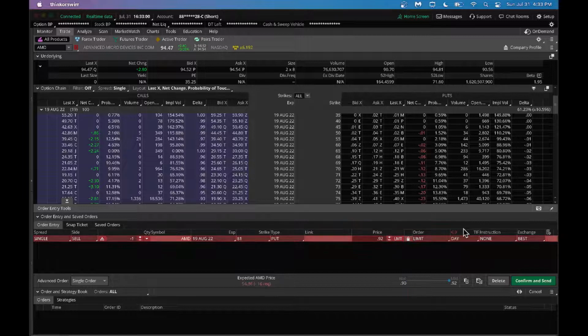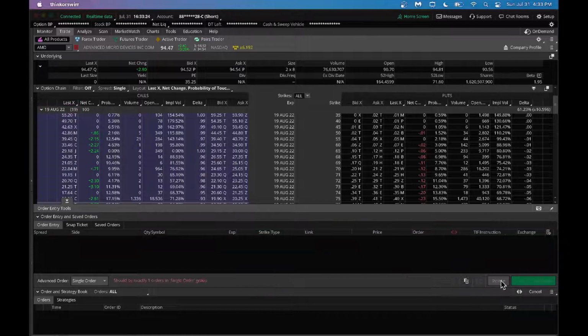If the stock stays above my strike price, which is 81 by expiration, which is around the corner, August 22, I get to collect $92. And this will expire worthless. I can collect $92.